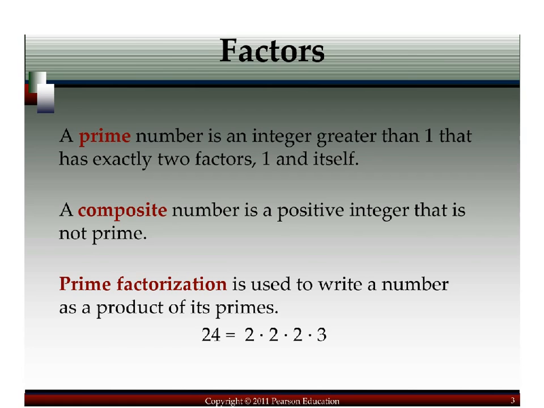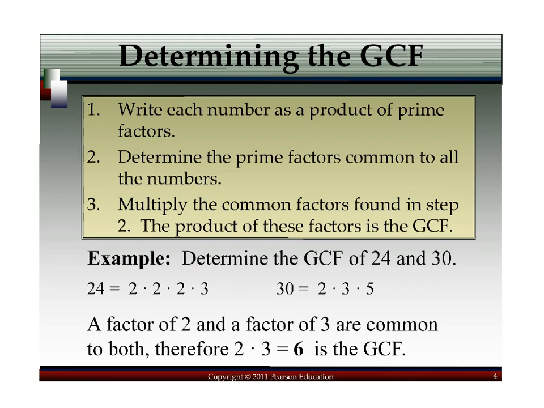All right, so let's look at something else. This example asks us to determine the GCF of 24 and 30. In this example, I've already got it broken out for you. The prime factorization of 24 is 2 times 2 times 2 times 3. And then for 30, the prime factorization is 2 times 3 times 5.